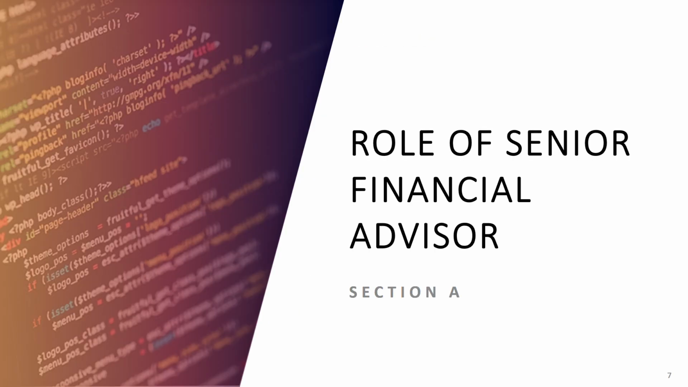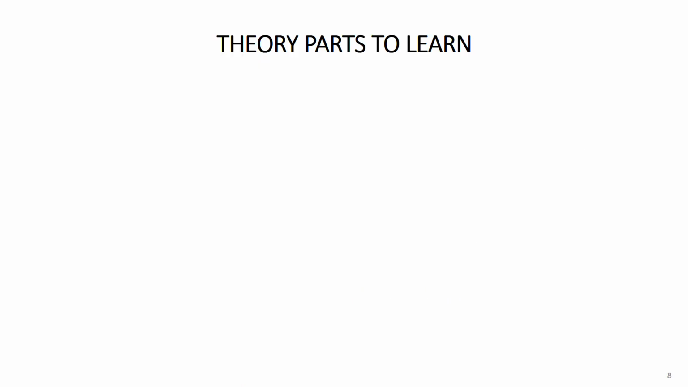So, role of senior financial advisor, let's go to section A, right? Section A is also very big. It's quite big, right? There are around 5 chapters there. So these are the theory parts you have to learn, but please make sure that these are not the only theory parts, right? Just because I have mentioned them here, don't only go through this and forget about the rest, thinking that others are not important. No, it's not like that.